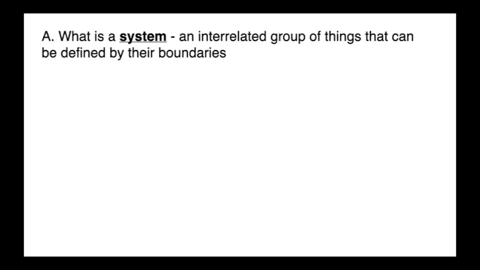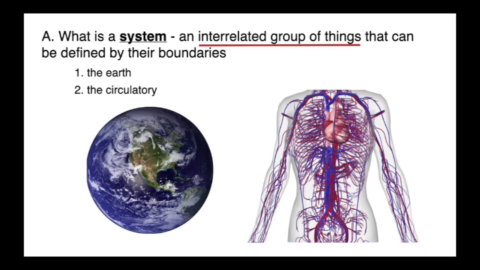Okay? All right. So, what is a system? It says it's an interrelated group of things that can be defined by their boundaries. So, I'll just give you two examples. So, the Earth definitely has boundaries. We can see that pretty clearly. And then all of the things on the planet Earth are related. Plants grow. We eat plants. Other animals eat plants. We eat those animals. The weather affects how plants grow, and so the whole circle of life thing, right?